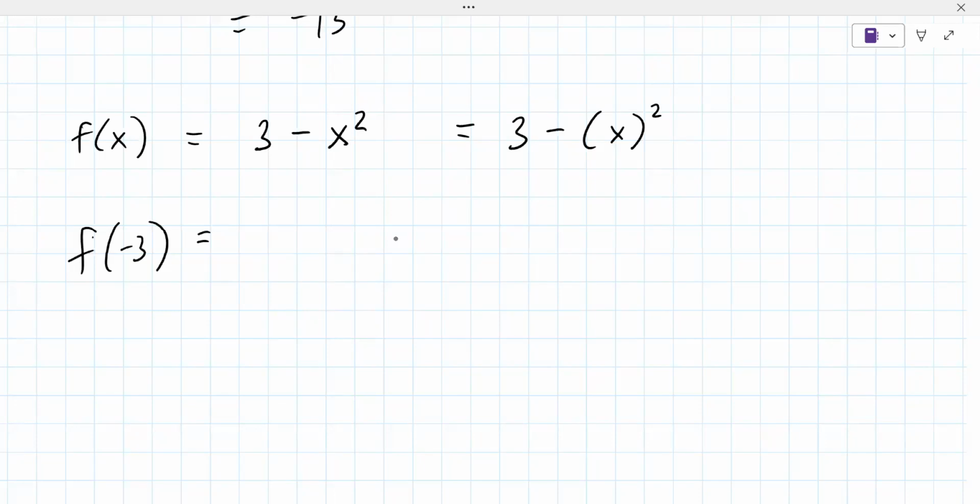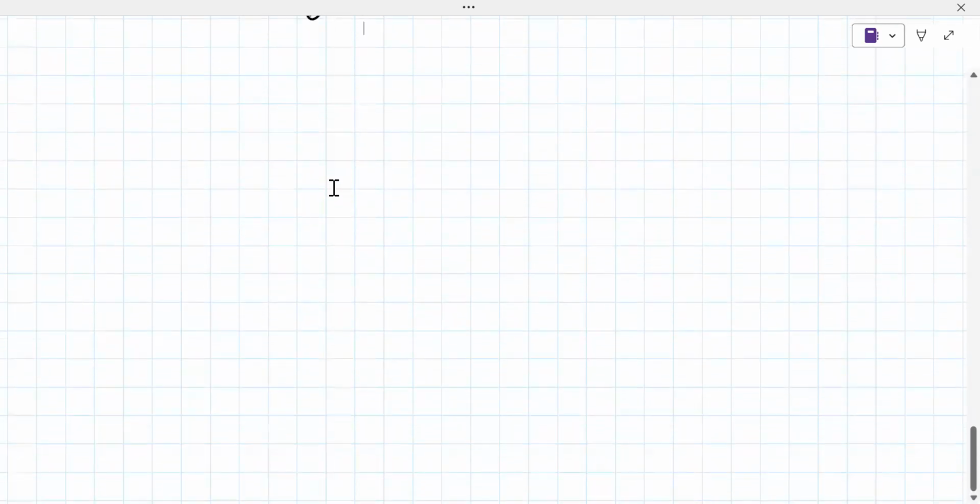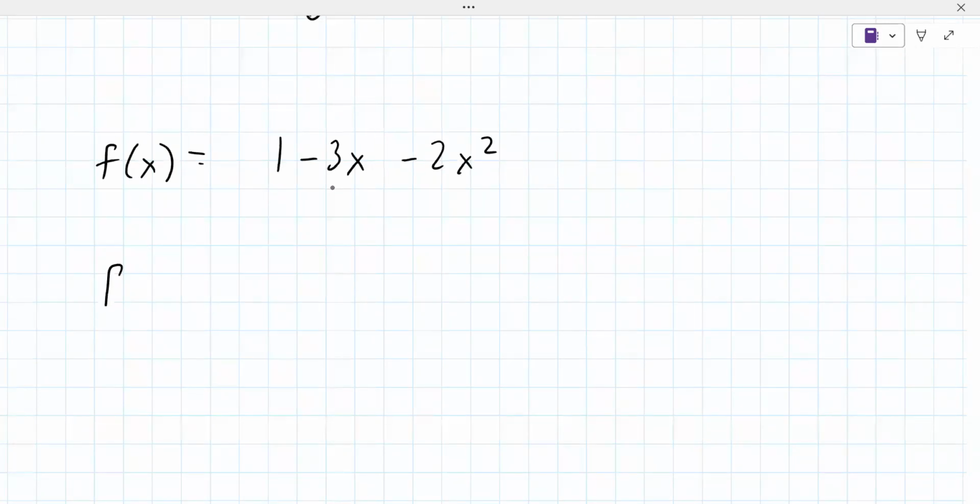It equals -6. Okay, so 3 minus -3 squared is 3 minus 9, which is -6. Good, very good. Okay. All right, let me throw a few more at you here. Let's say f of x is 1 minus 3x minus 2x squared. I want you to find f of 1 and f of -1, please.